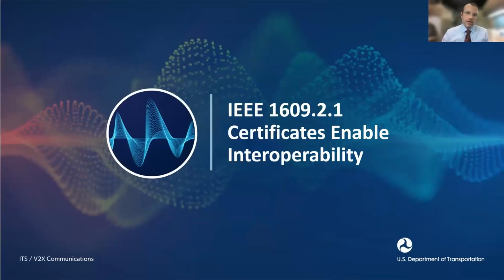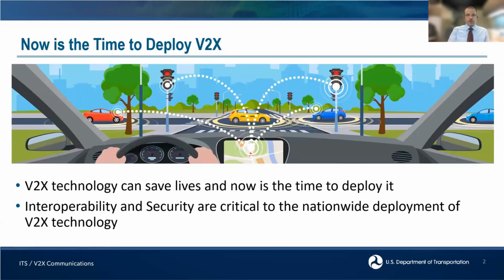All right. So today I want to talk about why the DOT is encouraging 1609.2.1 certificates. And it really all relates back to interoperability. So where are we right now in the V2X communications timeline? We've got some regulatory certainty now with LTE V2X being the technology deployed to the 30 megahertz 5.9 gigahertz safety band. And so the DOT feels that now is the time to start deploying V2X technology. It can save lives, and we've done a lot of testing and research to show that we feel this technology is ready to start being deployed at a wider scale. And going hand in hand with that, obviously, interoperability and security are critical to this national deployment of V2X technology.